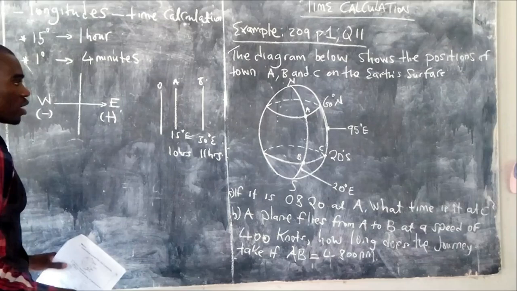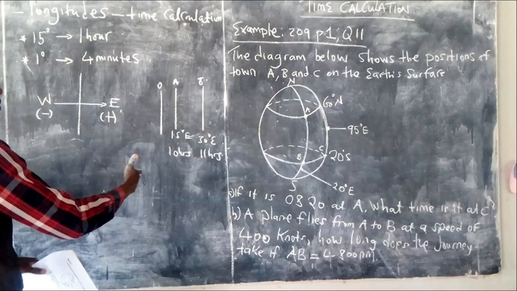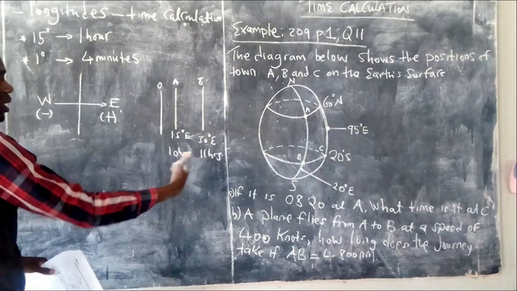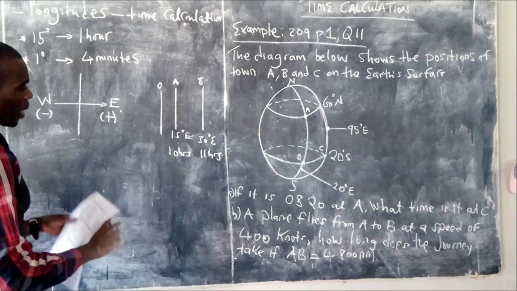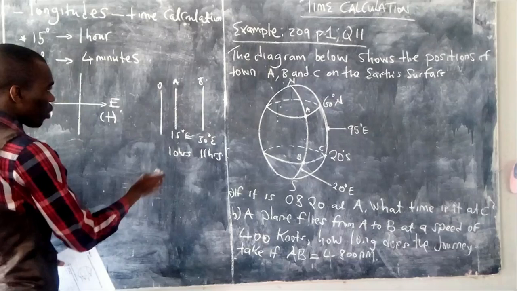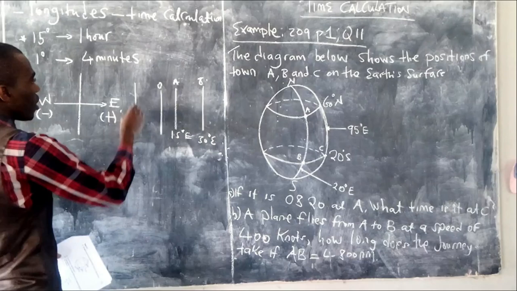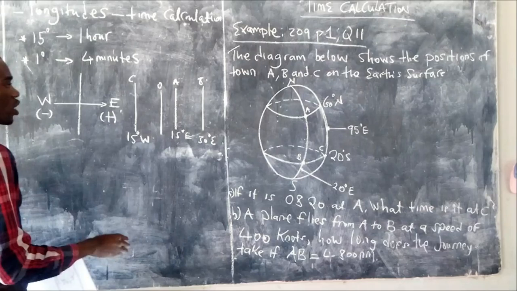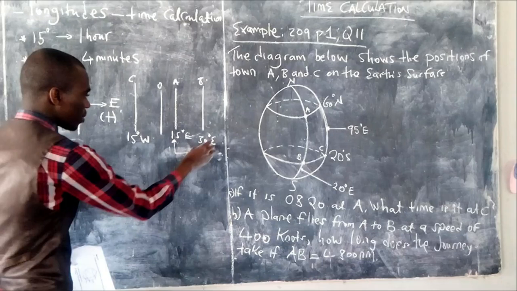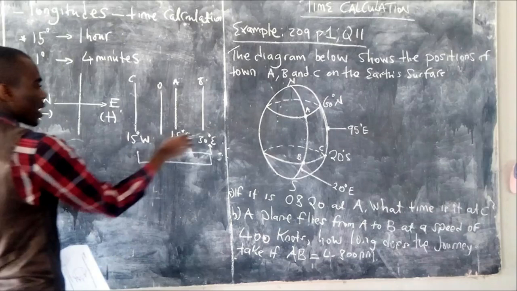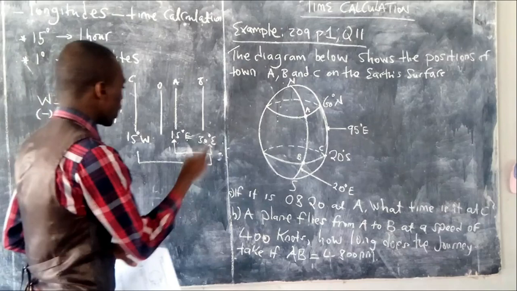So we've had some knowledge about how to calculate distance. Now we are talking about how to calculate time. Let me also remind you of what we did on distance. If you want to find the difference in degrees, I also have something here which is point C, which maybe will be 15 degrees west. If you want to find the difference in longitude when you are on the same side, as in east, you subtract. But when you have two different sides, west and east, to find the difference in degrees you simply add them. That point is very important, and it is going to work for people.